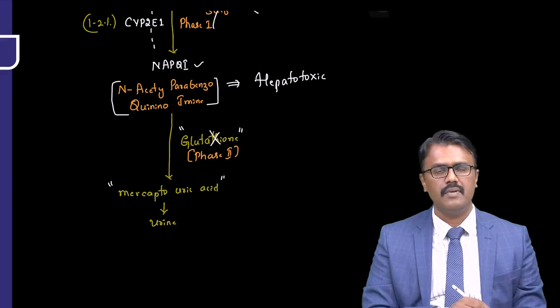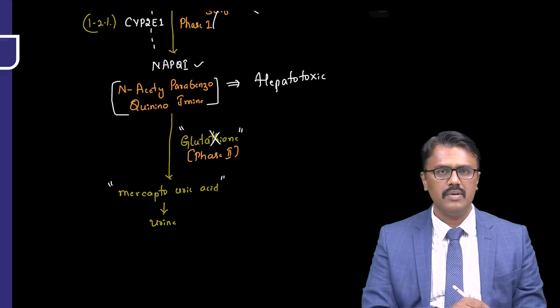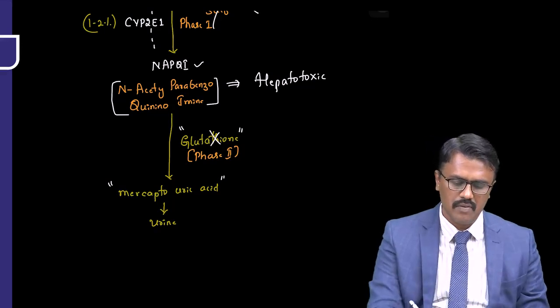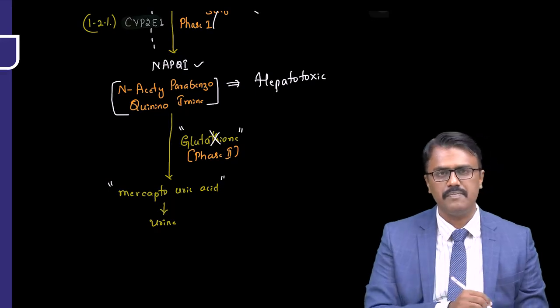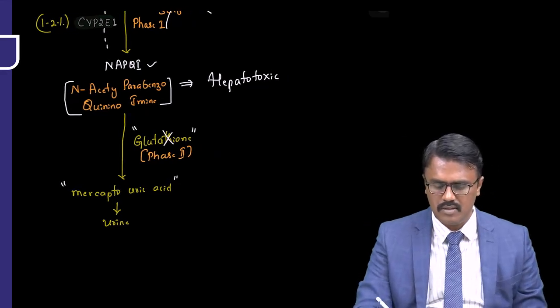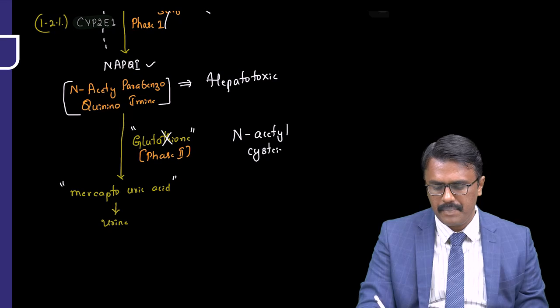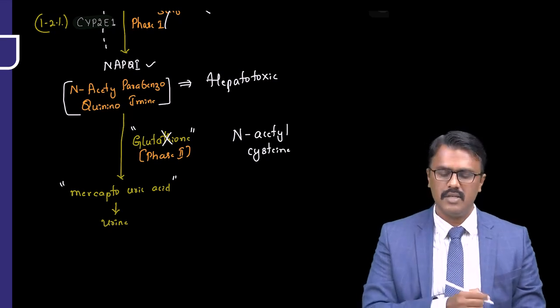They will have that. Now what to do? The glutathione stores are also depleted. The enzyme is converting this into NAPQI. What to do? That's the reason the antidote for paracetamol toxicity is a drug by the name N-acetylcysteine. Now what does it do?